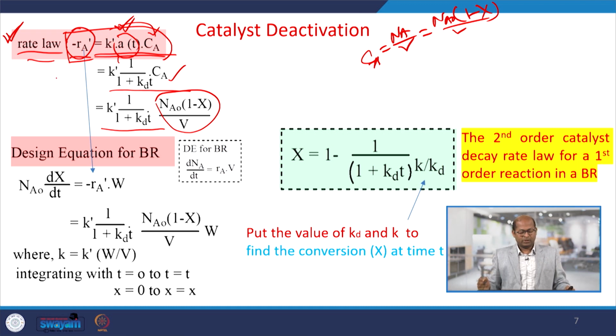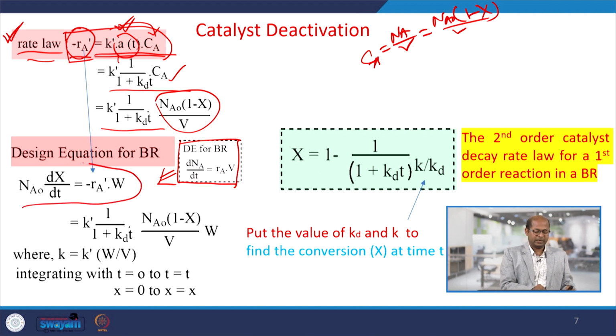Now let us say we have a batch reactor, and we conduct a reaction in it. Batch reactors for solid and gas phase reactions, where there is a catalyst and catalyst deactivation is there. The design equation for a batch reactor we can write as dN_A by dt equals R_A into V. This is the design equation for batch reactors when we are conducting solid and gas reactions. In that case the design equation we can express in this way.